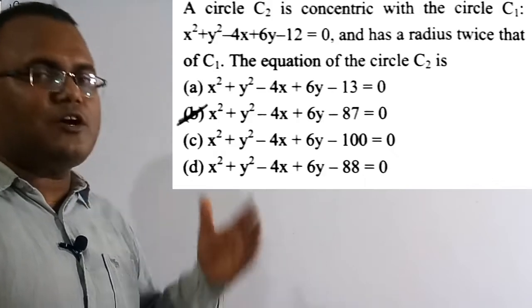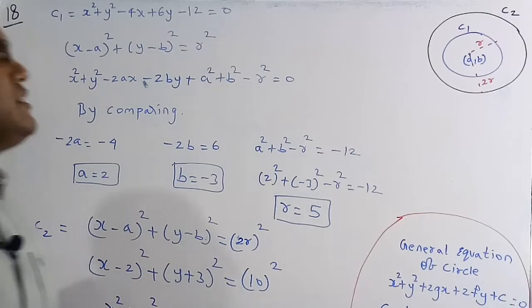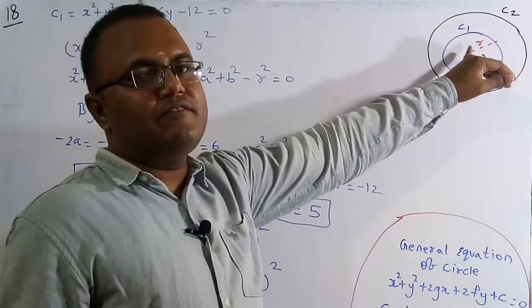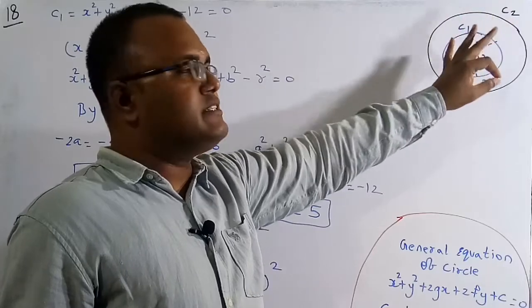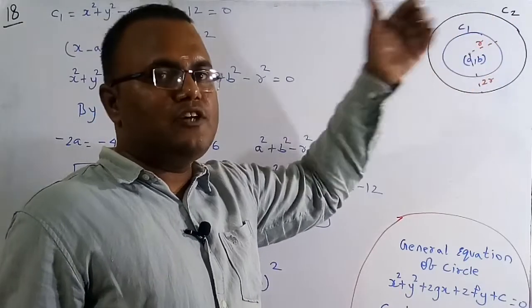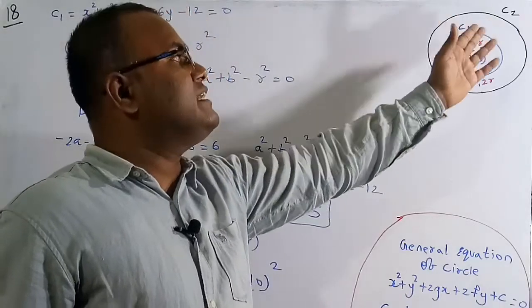So out of these four options, option B is the correct solution of this question. So let's solve this numerical. In the question, they are given the circle equation of C1, and also they are told that circle C2 is concentric with the circle C1, meaning the center point of C2 is also the same, but the only thing is the radius of C2 is twice that of the circle C1.